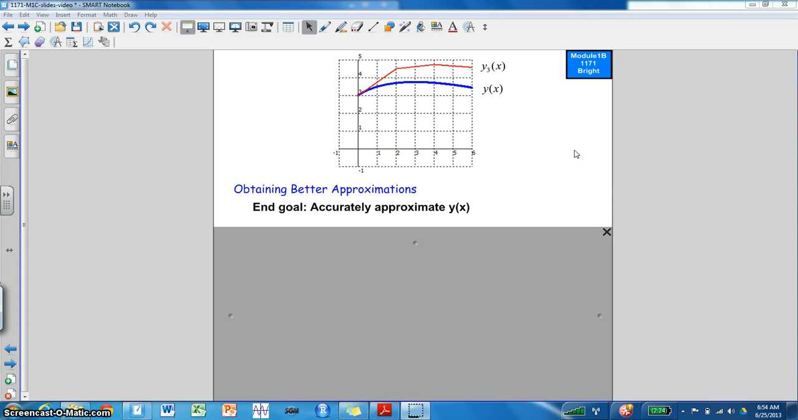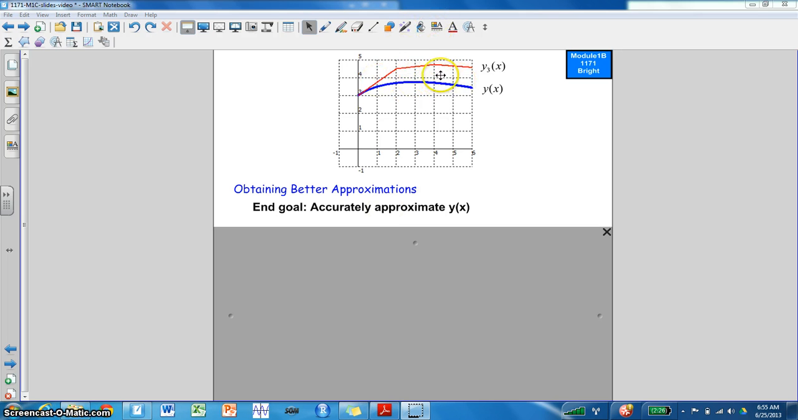In the last video we studied Euler's method, and as a result of approximating the y of x function, we obtained a piecewise linear function with three parts, again, that ended up looking like this. Okay, so our approximation was off, and so our goal in this video is to talk about and hopefully obtain a better approximation of the y of x function.